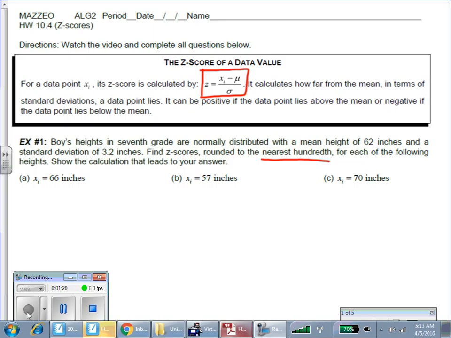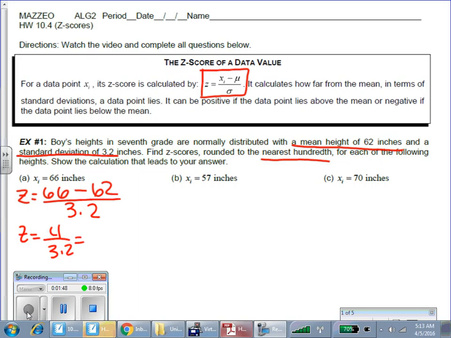So the first value, or data point, is 66 inches. So we're going to use our formula to calculate it. So z, the z-score, equals the data point, 66 inches, minus the mean, which we were told in the problem is 62 inches, divided by the standard deviation, which we were also told in the problem is 3.2. Okay, so if we simplify this, we get 4 over 3.2, which is 1.25. This is our z-score.